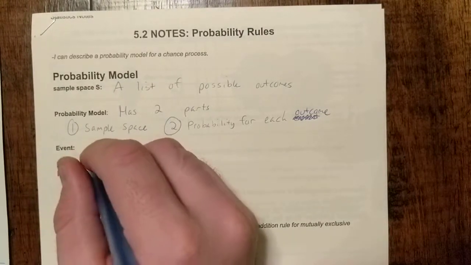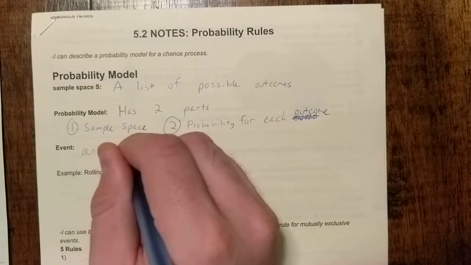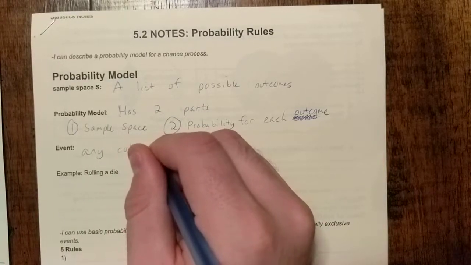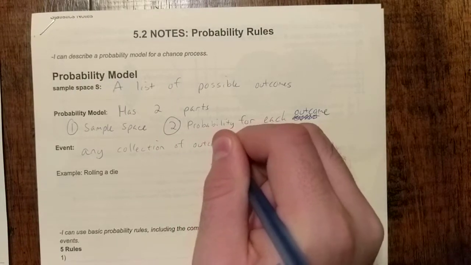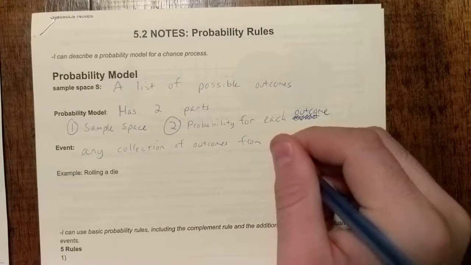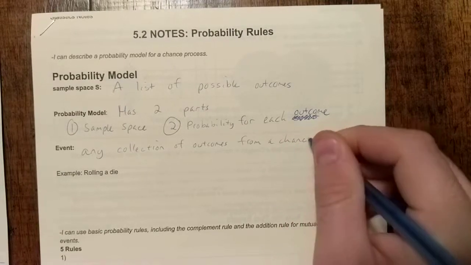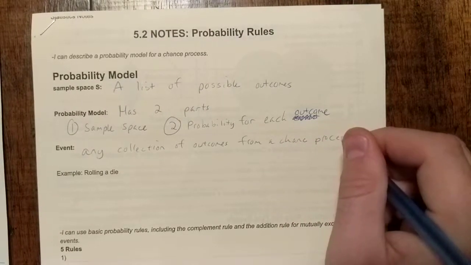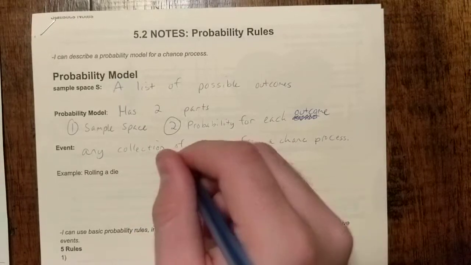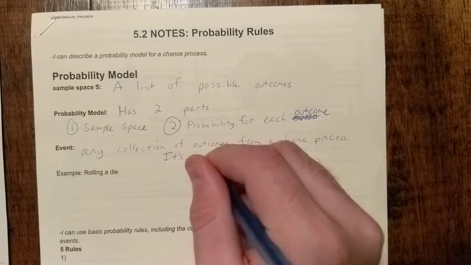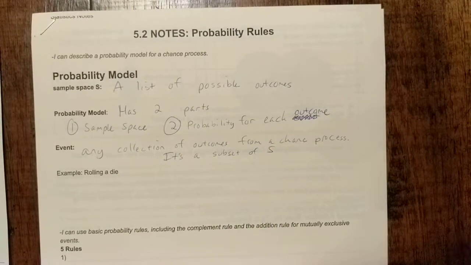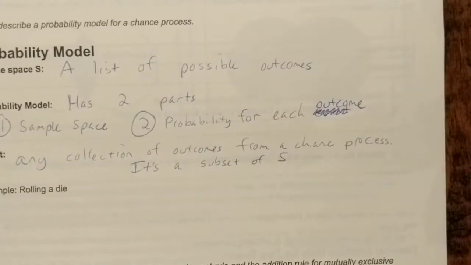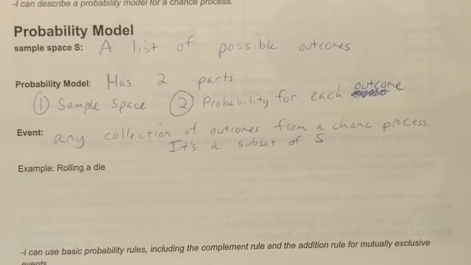What we call an event is any collection of outcomes from a chance process. It's a subset of S. Remember, S stands for our sample space. So it's a smaller grouping of S. It could be just one item or one outcome, or it could be multiple items.